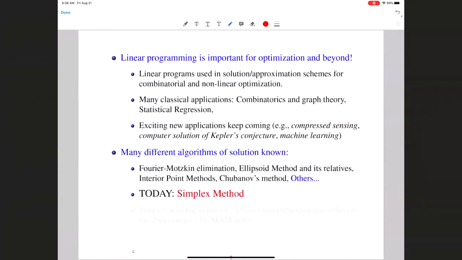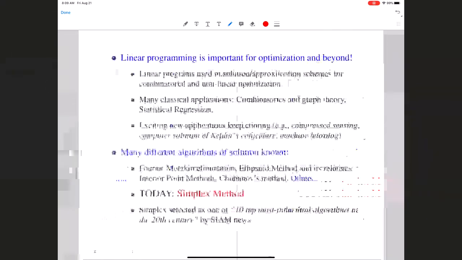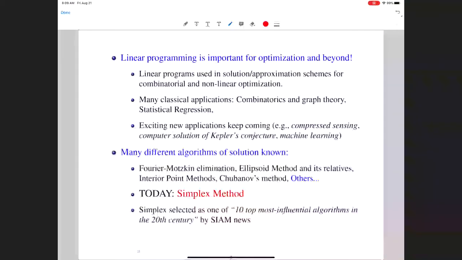Today, I want to talk to you about what I consider the most beautiful algorithm in history, the simplex method. So the simplex method is very important. In the year 2000, it was selected as one of the top 10 most influential algorithms of the century. And the reason this is so influential is because it's used everywhere. I mean, it's really used everywhere. And so what is the simplex method?